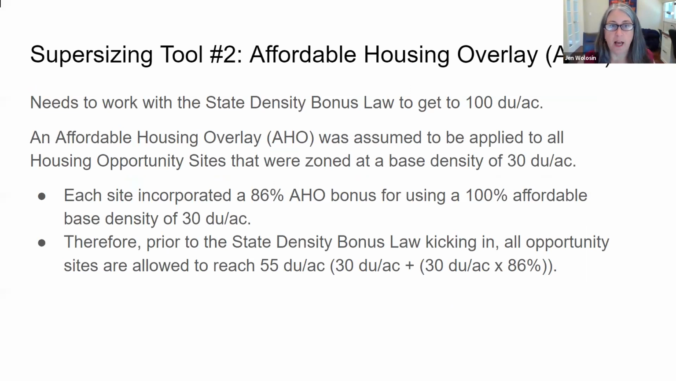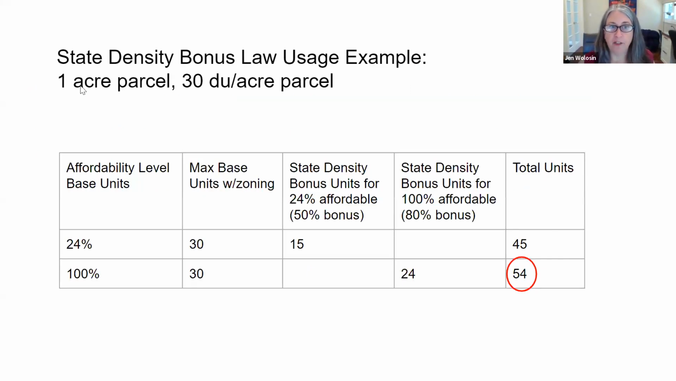Let's see how this plays out. Imagine a 1 acre parcel that's zoned at the base at 30 units an acre. So let's look at the bottom first. If 100% of those units are affordable, that means there could be 30 units on that 1 acre parcel. Using the state bonus density for 100% affordable, which I said was an 80% bonus, 24 additional units can be generated. You add the 24 and the 30 and you get 54 units. So using the state density bonus, base zoning of 30 units an acre can actually generate 54 units.